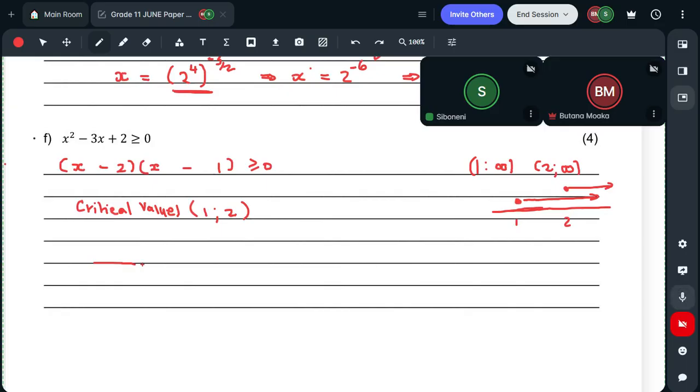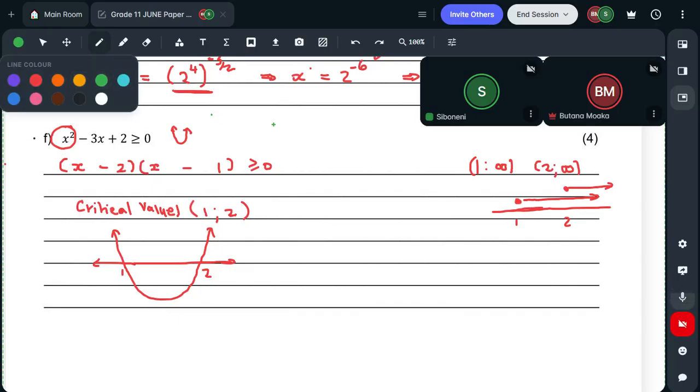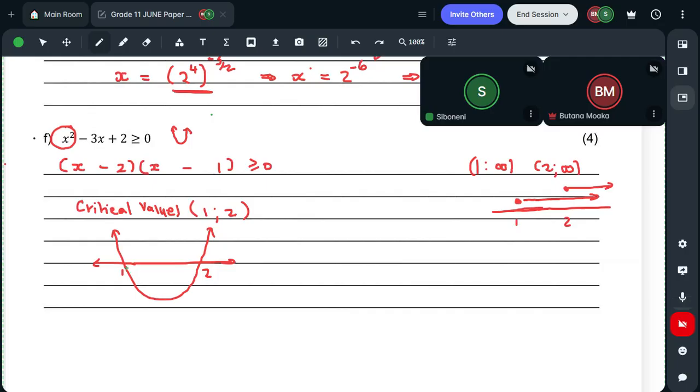Then I'm going to put down my number line. And then since the value of a here is positive, my graph will be concave up. Okay, so now I'm just going to say this is 1 and this is 2. Therefore, my graph is concave up like that. So now, after finding the part where your graph is concave up, this is what you do next.